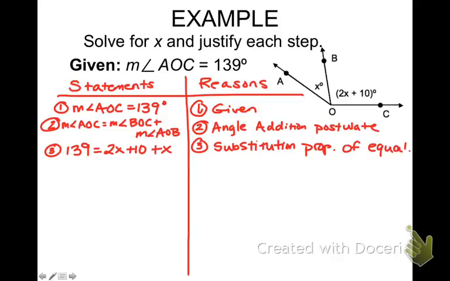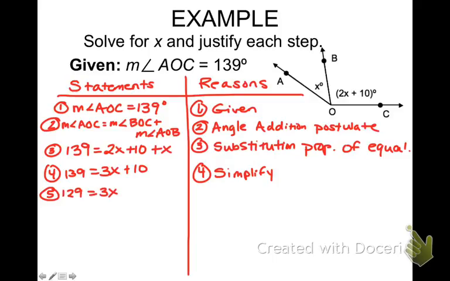Okay. What did Anna say our next move was going to be? Simplify. Oh, I'm tired. Thank you for sharing with the whole world. You can keep that to yourself. All right, I will. 139 is equal to 3x plus 10. Next move. Subtraction.